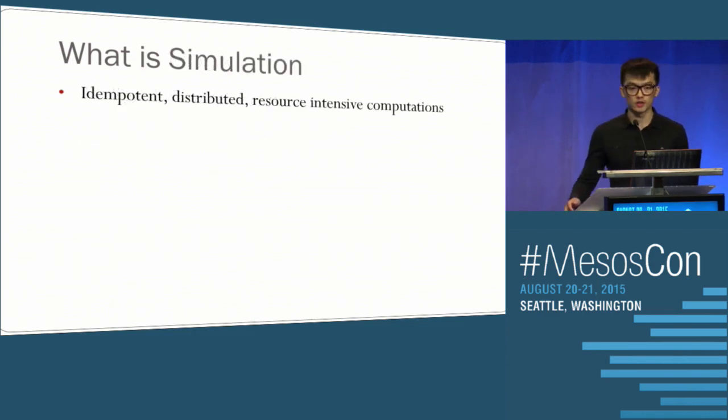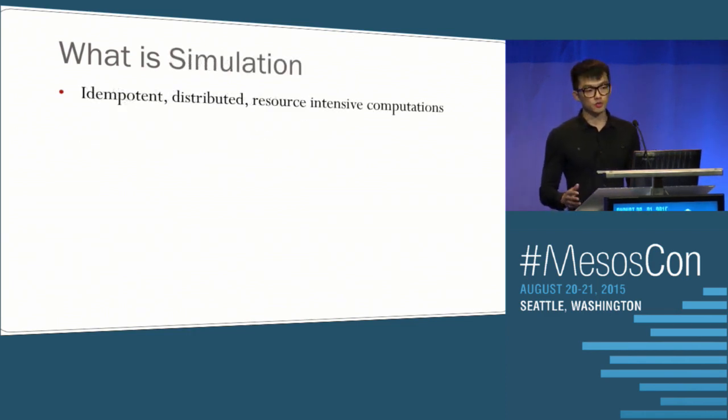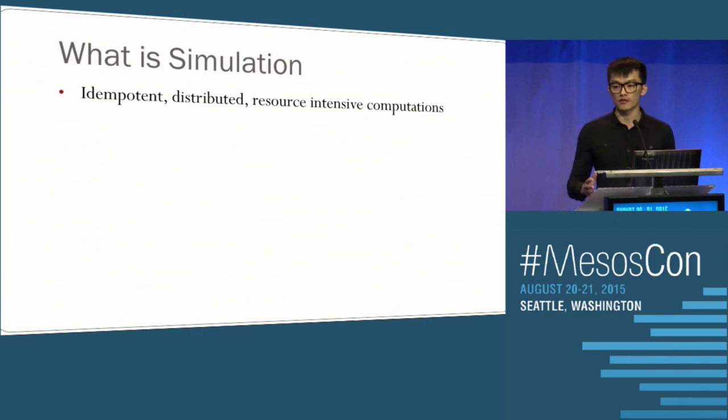So what is a simulation? A simulation is a tool that the quantitative researchers at Two Sigma use to backtest their ideas about investment, about the market. At a very high level, they are just idempotent, distributed, and resource-intensive computations.